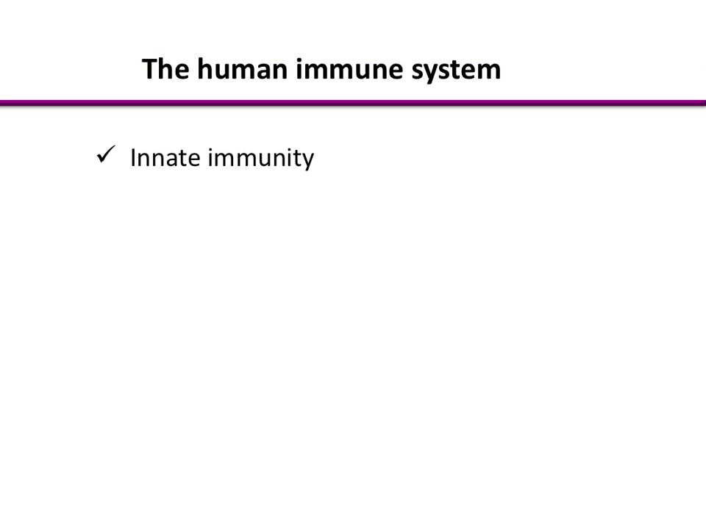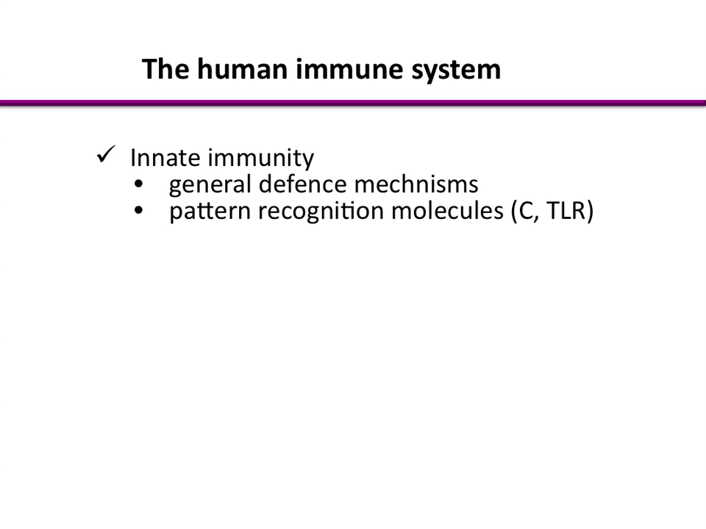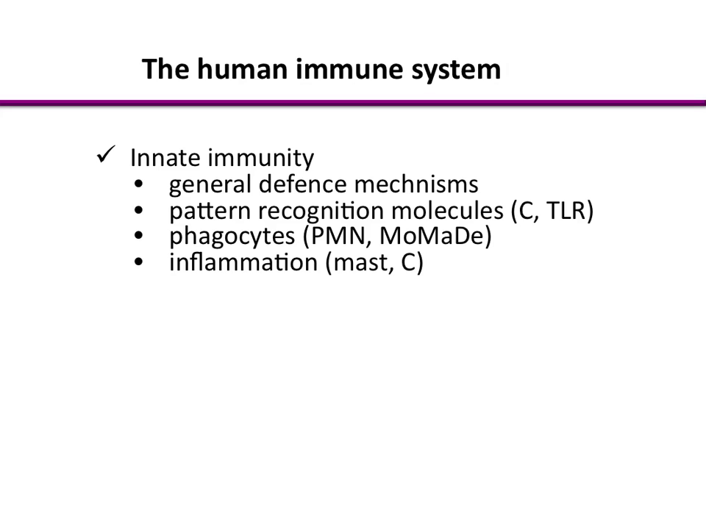The components of the human immune system are basically innate immunity. In general, we say that it's a general defense mechanism and is based on pattern recognition molecules, typically the complement system or toll-like receptors. There are cellular components as well, such as phagocytes: polymorphonuclear neutrophils, and monocyte, macrophage, dendritic cell line cells. Innate immunity is capable of inflammation as well, and mast cells and the complement system are very important here.